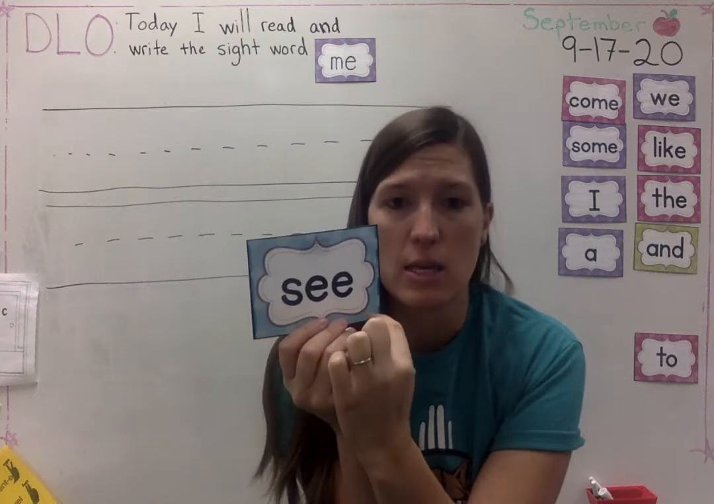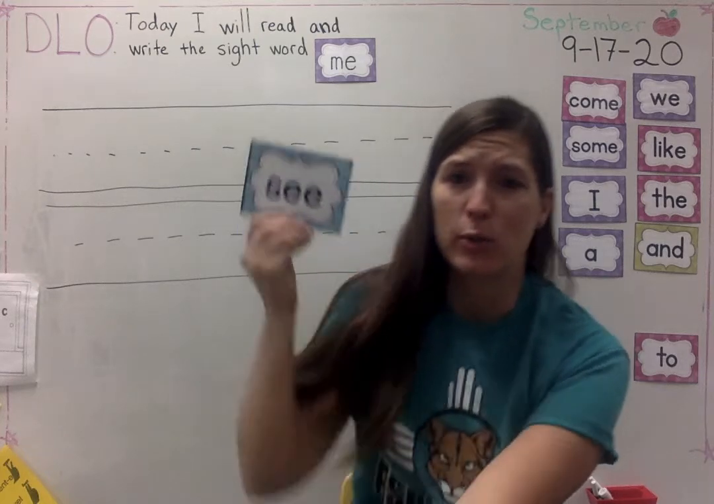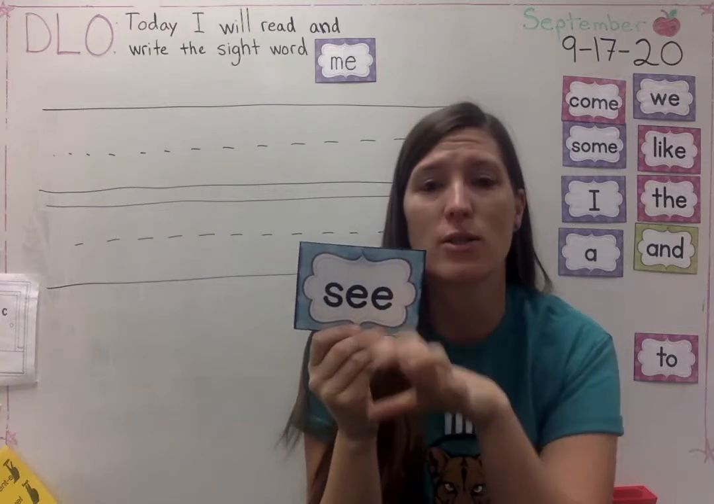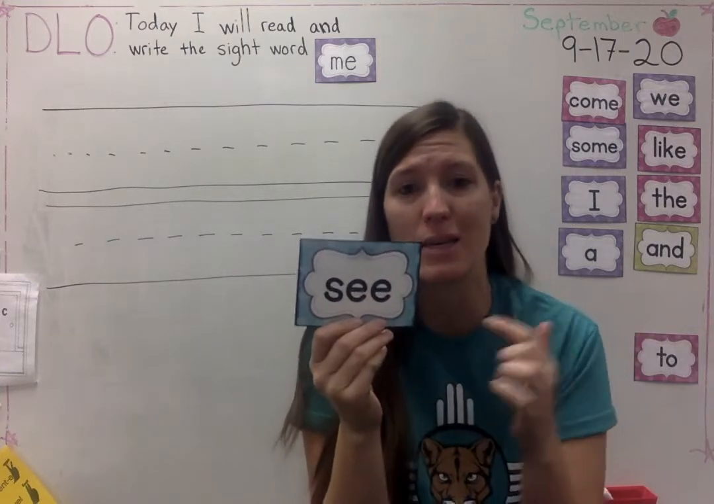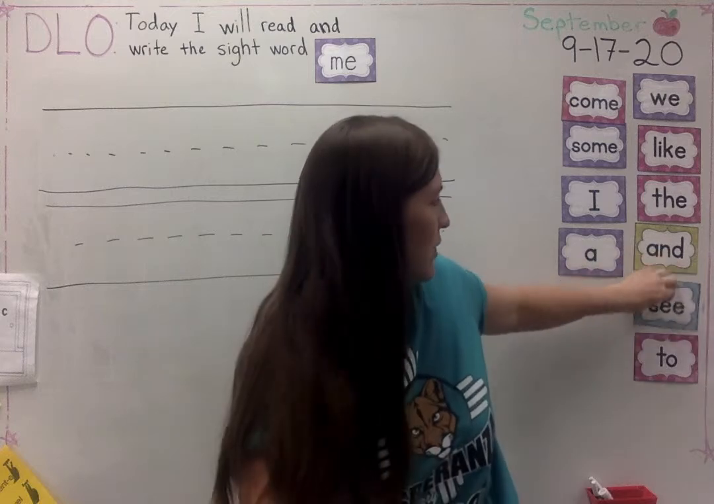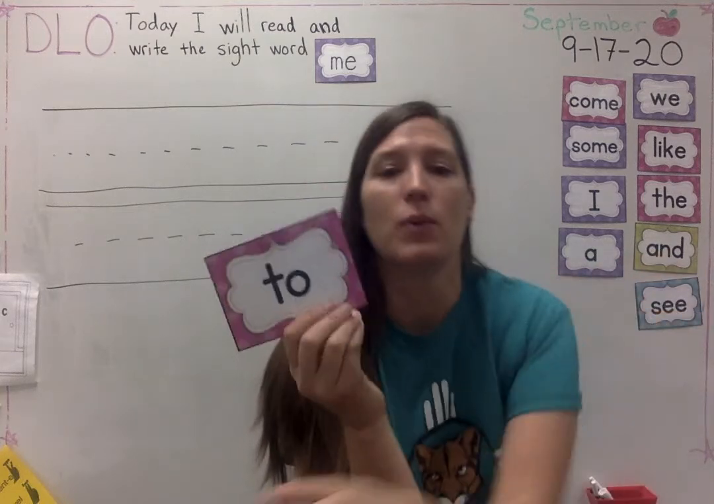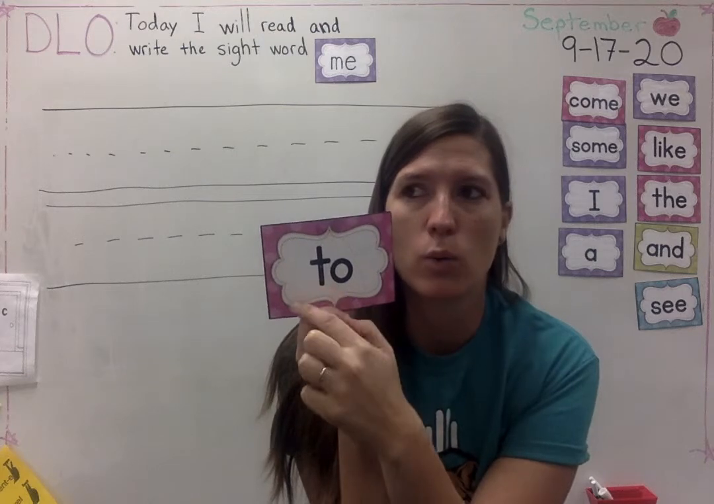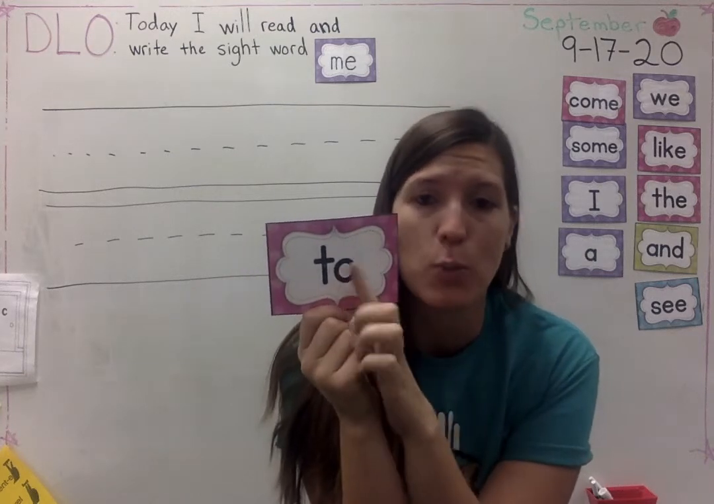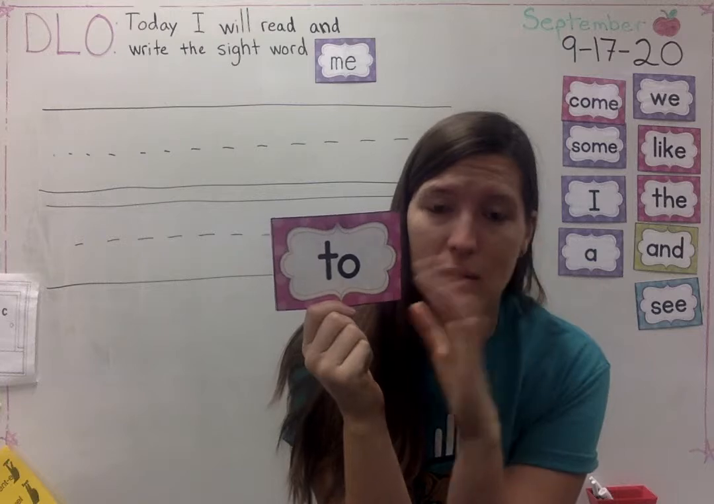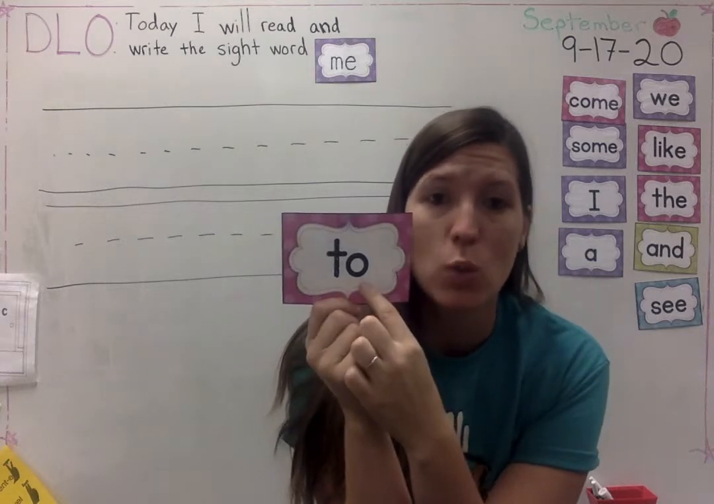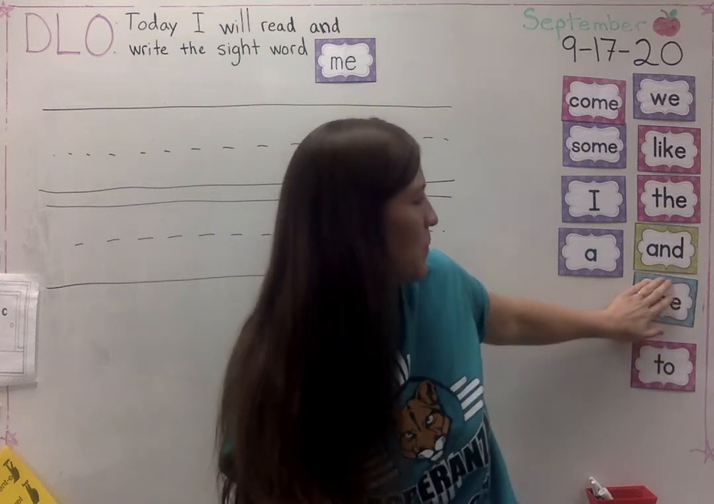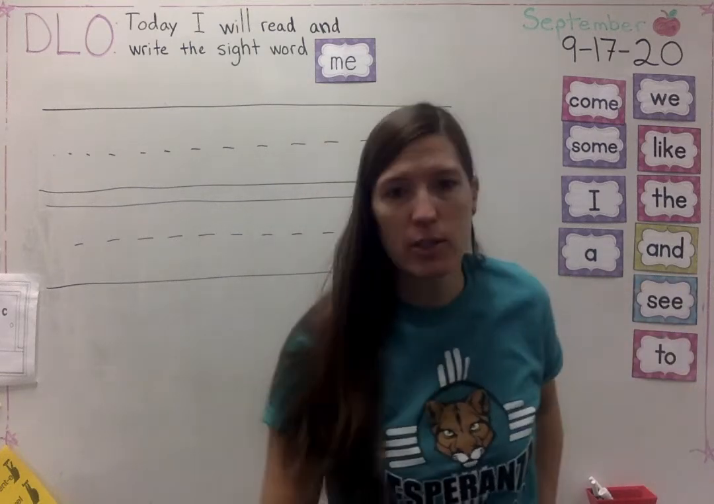What's the word? See. Let's spell it. S-E-E. See. This is also an open syllable, just like me, see, because there's no consonant to make the vowel sound short, so the vowel sound is long. See. Anyway. What's the word? To. Let's spell it. T-O. To. This does not follow the open syllable pattern because it doesn't say its name. O says ooh. Right here, to. Anyways.